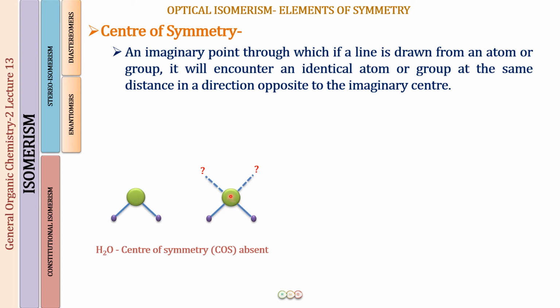If this is the center of symmetry, this side is a hydrogen and this side I do not find anything. Similarly, this side is a hydrogen and on this side I do not find anything. So a center of symmetry should be such a point that on either side, when I encounter an atom or a group of atoms on one side, I should be able to go from this point in the opposite direction, the same distance, and encounter the same type of atom or the same type of group of atoms.